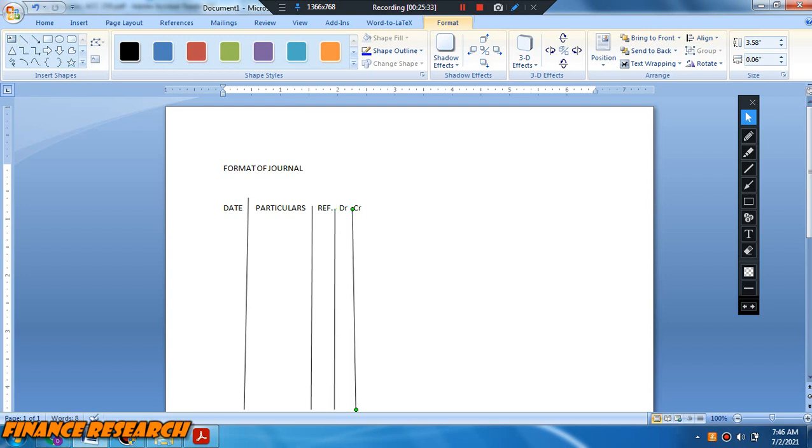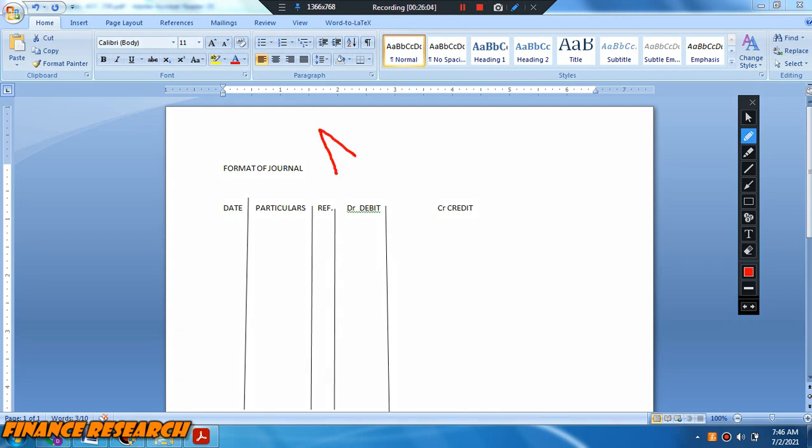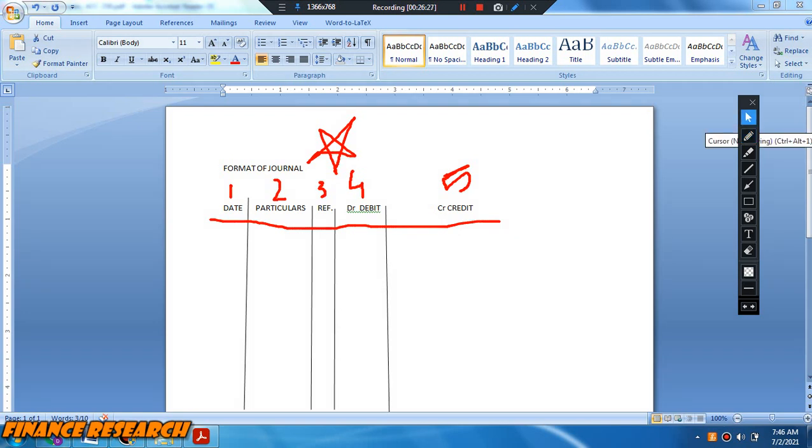We will just make it in such a manner, otherwise we could have expanded a little further ahead. So you write credit here so that we have sufficient space. What is DR? The debit. And the CR is what? Credit. And we will get certain transactions, and on the basis of that we will study how the entries will be recorded. This is the format. Number 1 date, number 2 particulars, number 3 reference, number 4 debit side, and number 5 is on the credit side. So we stop here. This is the format of the journal.